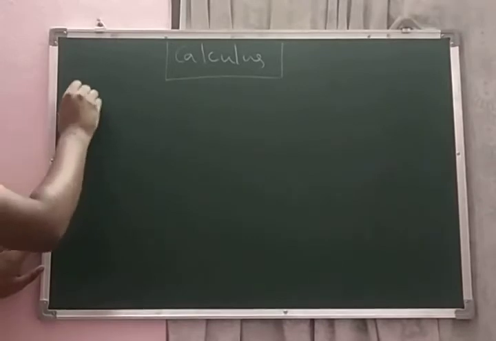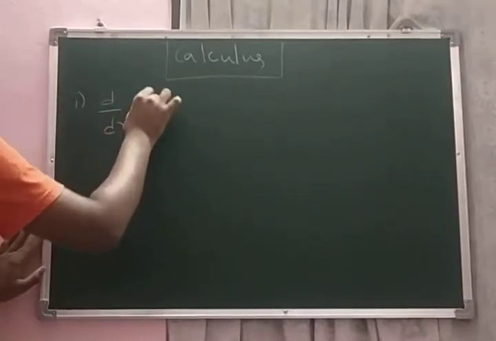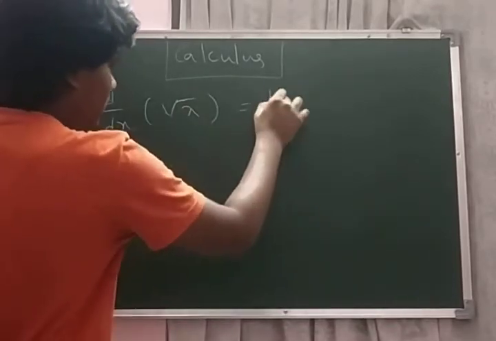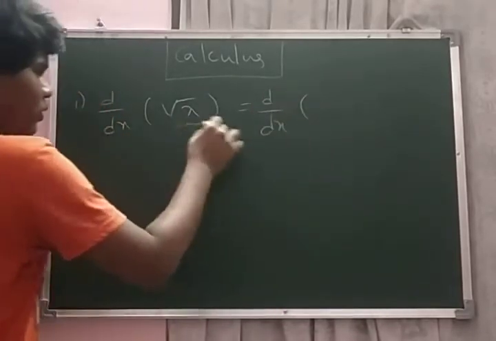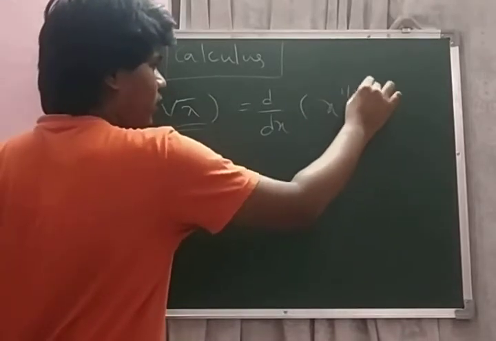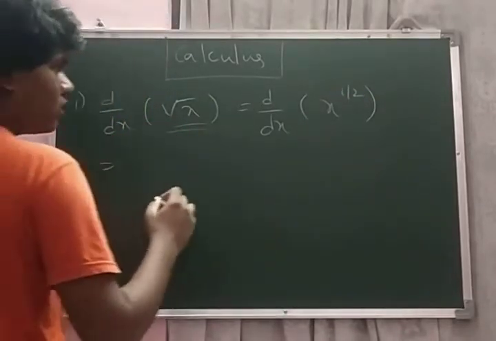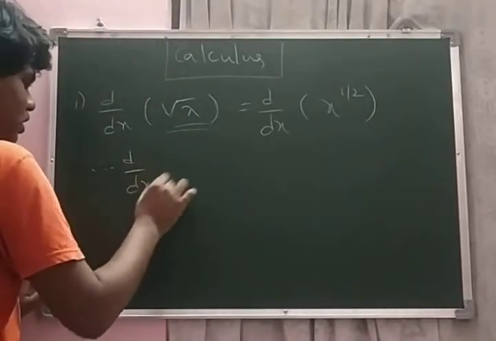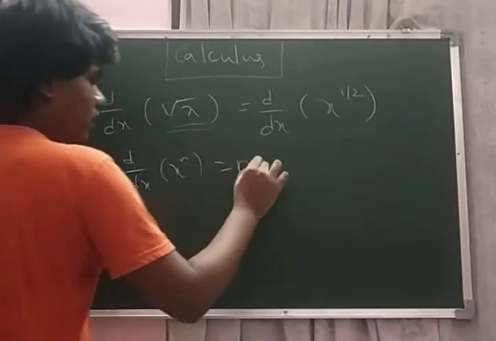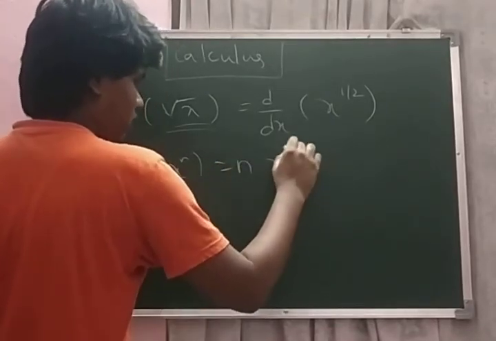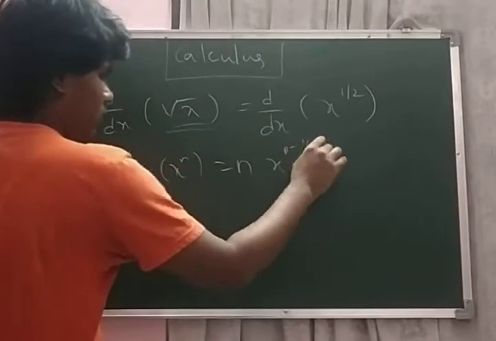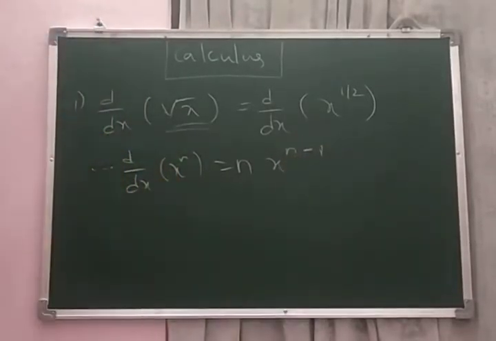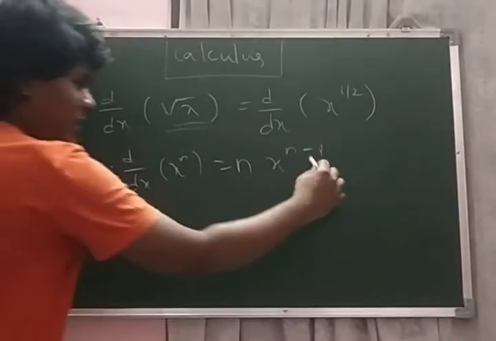So here, first one, d by dx of root x, we are going to find. See here, root x can be written as x power 1 by 2. So d by dx of x power n is equal to n into x power n minus 1.